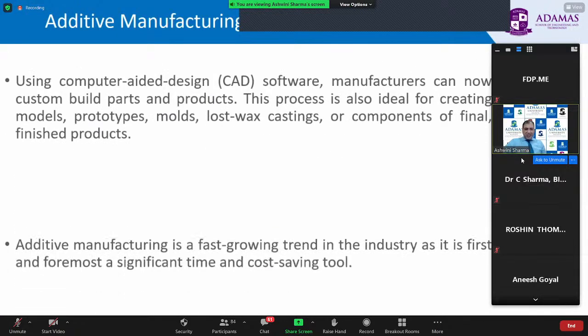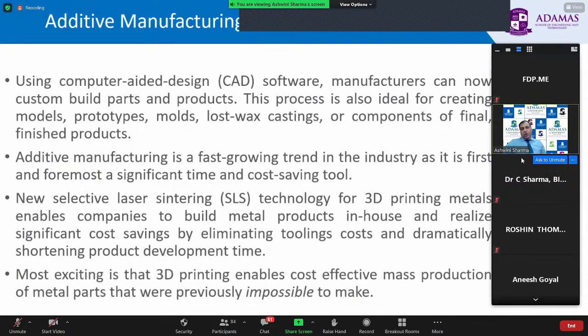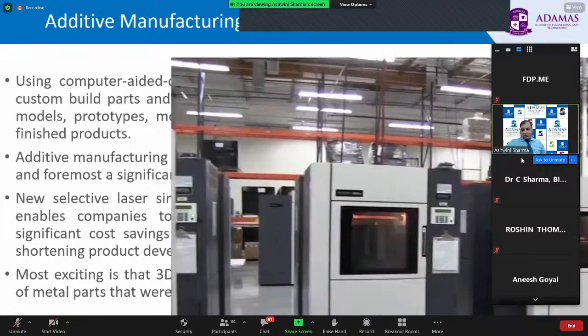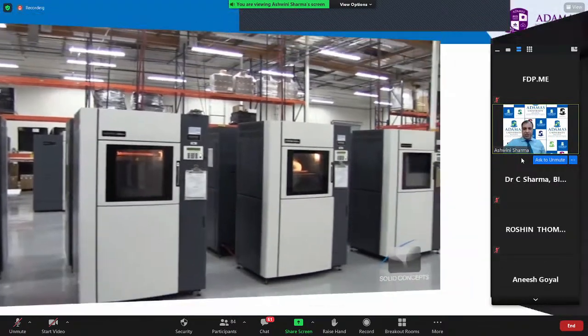So additive manufacturing is nothing but 3D printing. I think you all might have known it for a long time. You might have the lab for this. Just going to play this one.